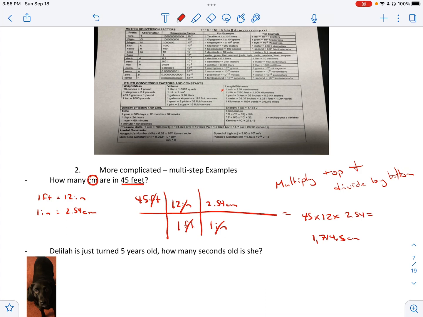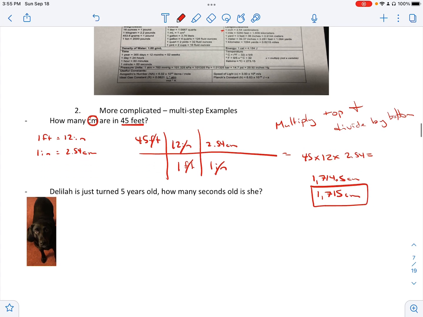If we look at our decimals, with rounding, we're going to say 1,715 centimeters. I dropped my pen here. Zoinks, there it is. Okay, all right, let's finish this out.